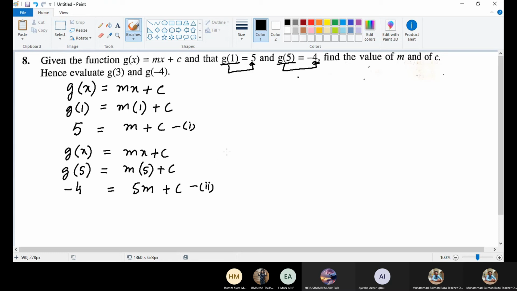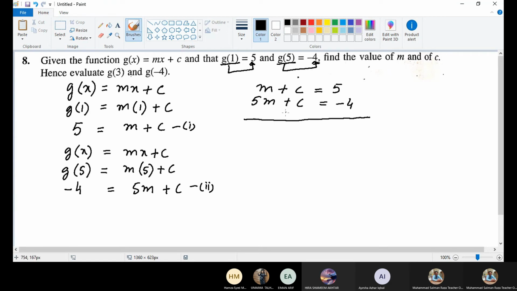Now that I have made two simultaneous equations, I am going to solve them. For solving simultaneous equations, we have three methods. One of them is the substitution method, the other is the elimination method, and last but not least is the graphical representation method. Over here I am going to apply the elimination method because it is one of the easiest. So this is my equation number 1, m plus c equals 5, and equation number 2 is 5m plus c equals minus 4.